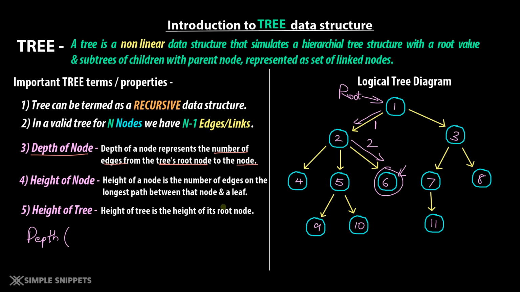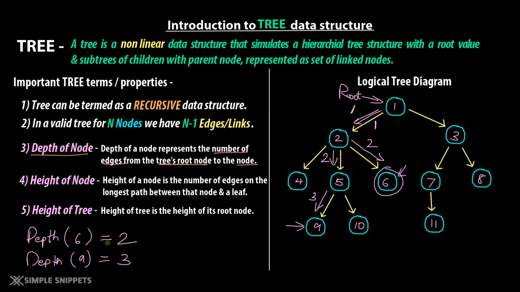So the depth for node 6 is equal to these two edges. So that is 2. Okay. Let's calculate depth for this node. So depth for node 9 is going to be equal to this first edge. Then we will go from 2 to 5. This is the second edge. And then we will go from 5 to 9, which is our destination. So this is the third edge. So the depth over here is 3.